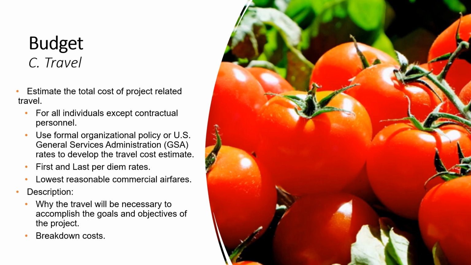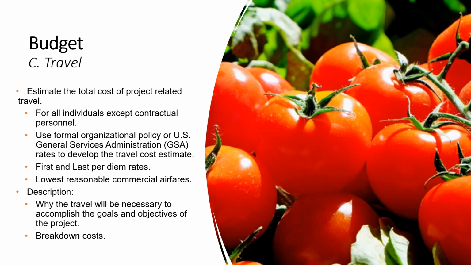Category C is travel. Under amount requested, please list the total estimated cost for all individuals except contractual personnel. When preparing your travel cost estimate, there are two options. If your organization has a formal travel policy, you may use this policy. If your organization has no formal travel policy, you must use the General Service Administration or GSA locality maximums. Please note that all for-profit applicants must use the GSA locality maximums.